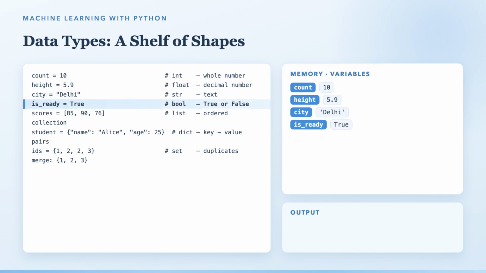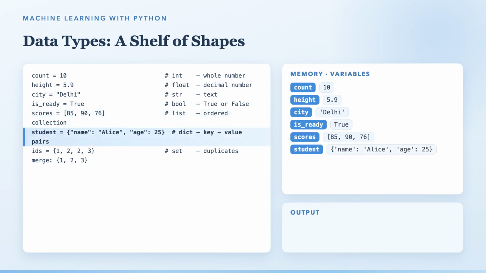Let's read these lines one at a time, gently. First, count equals 10, a whole number, so Python calls it an int. Then height equals 5.9, a decimal, which becomes a float. City equals Delhi, written in quotes, that's a string, just text. Is ready equals true, a boolean, which can only be true or false. Next, scores holds a list of three numbers, 85, 90, and 76, kept in order. Student is a dictionary, the key name points to Alice, and the key age points to 25. And finally, IDS is a set holding 1, 2, 2, and 3, but the duplicate 2 quietly merges away, leaving just 1, 2, and 3.